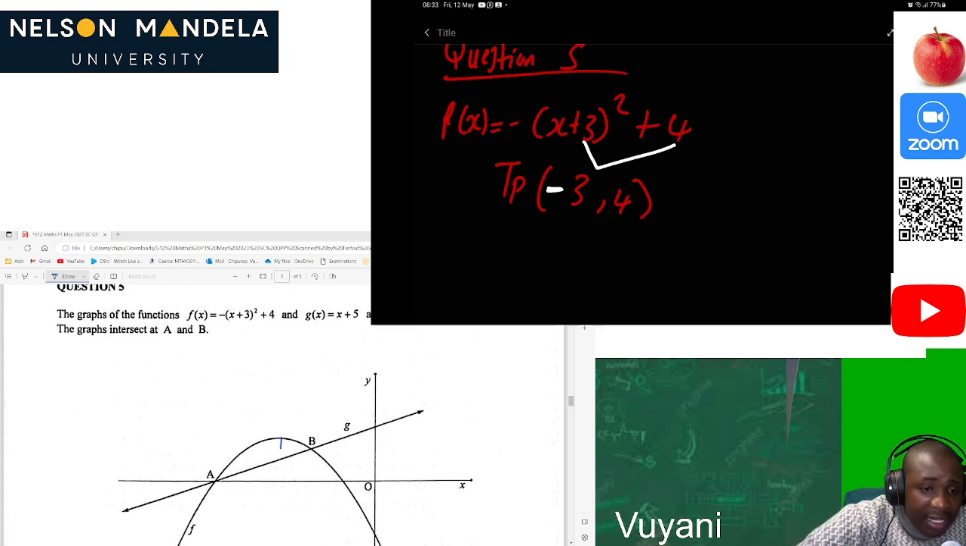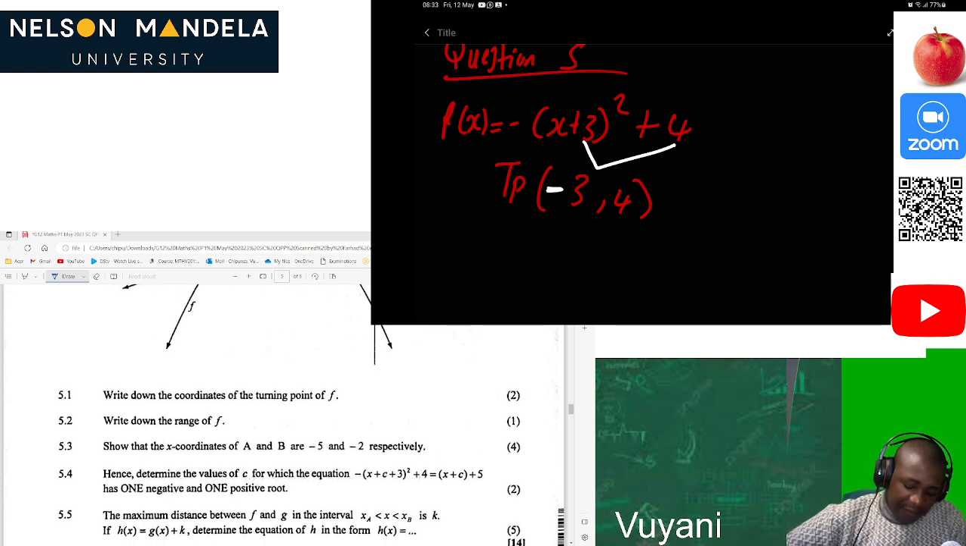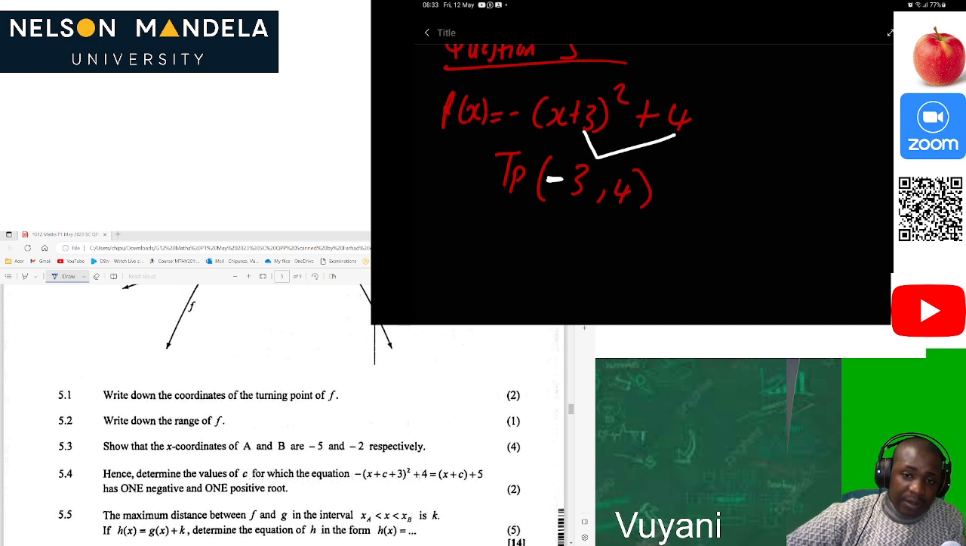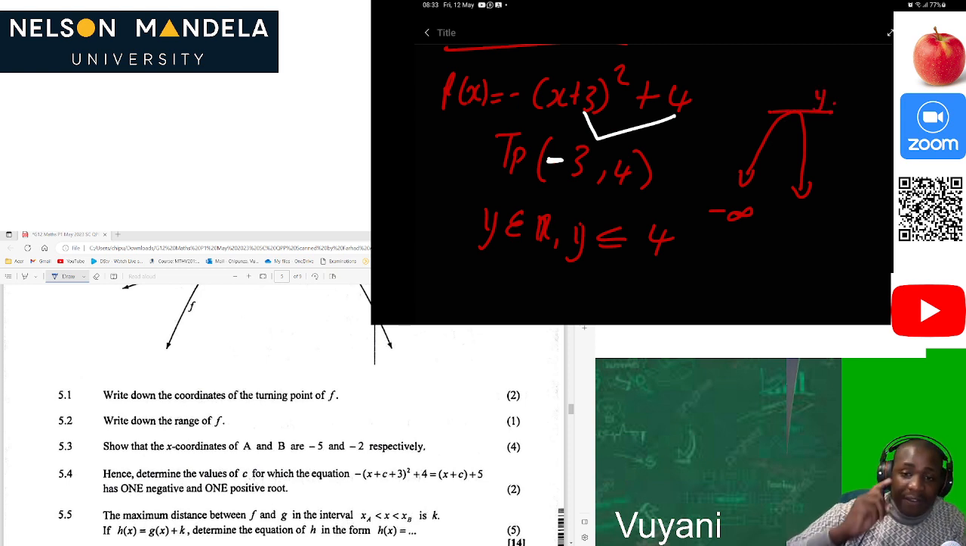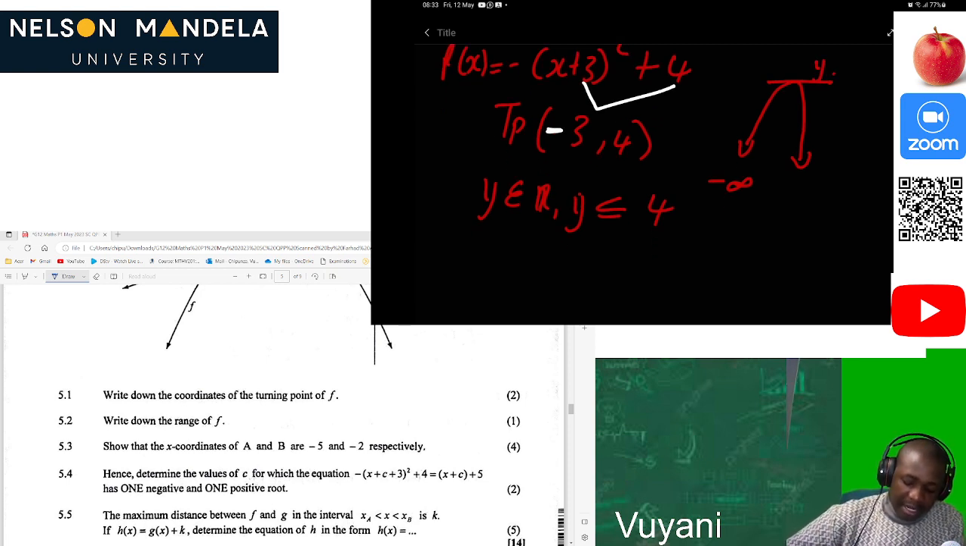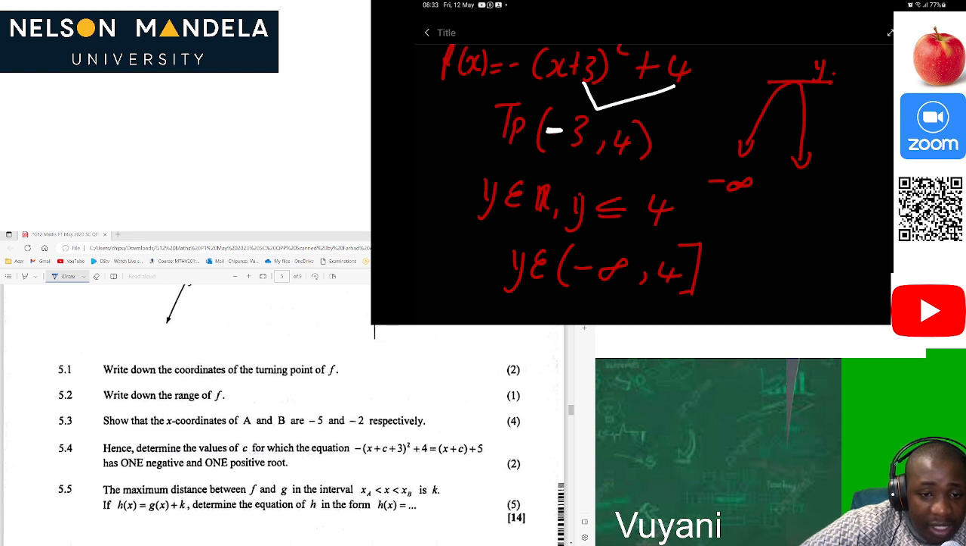Now in the next question, write down the range of f. This is easy because we know that the range of a parabola is always y an element of real numbers, where y should be less than or equal to the value of the turning point. When it's like this, we start from negative infinity and end at the y value of the function. So y must be less than or equal to 4, or y is an element of negative infinity to 4, with a square bracket to show that 4 is included.